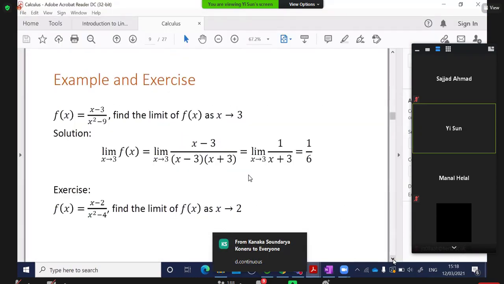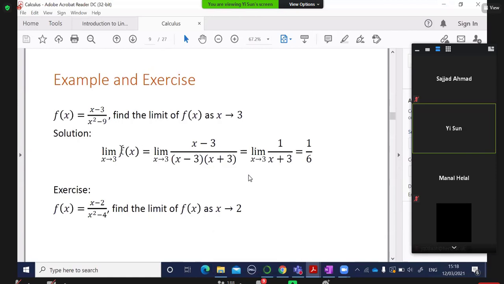Now, an example. How do we calculate a very simple limit for a function? For example, here, the function is defined very similar to the previous one. It's defined as shown here. To calculate the limit, we notice that when x equals 3, the function is undefined because here the denominator equals 0.